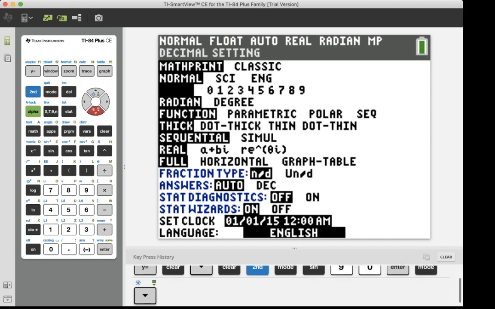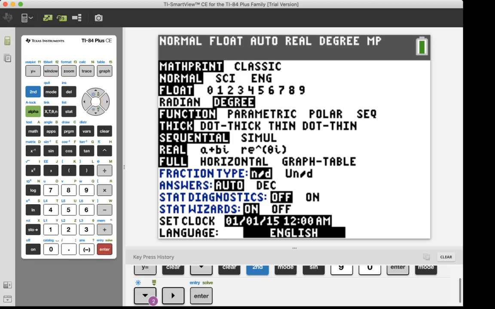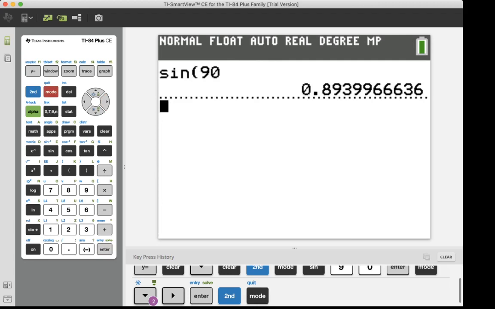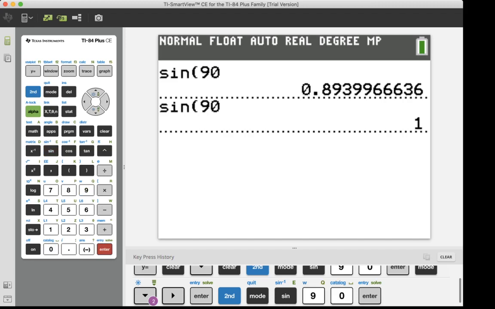I am not in degree mode. Make sure your calculators are in degree mode for trig, right? If not, you are going to get all of your trig answers wrong. So let's try that again. Sine 90 is equal to 1. And I know that's true. That's why I knew when I typed it in the first time that I had something wrong. Okay, so yeah, sine of 90 degrees is equal to 1. The opposite side and the hypotenuse are the same thing, right?